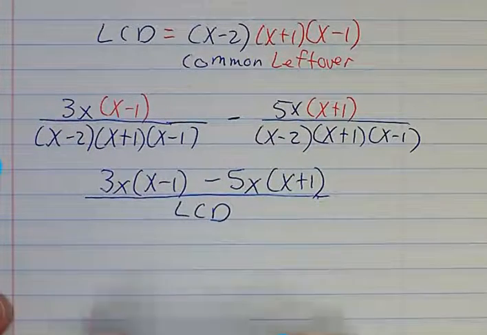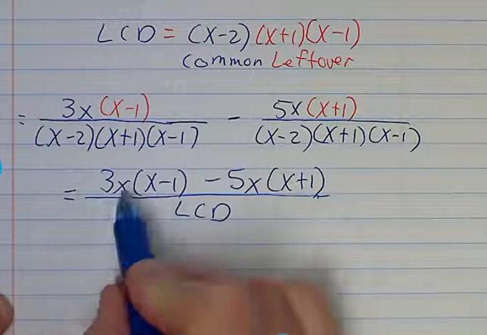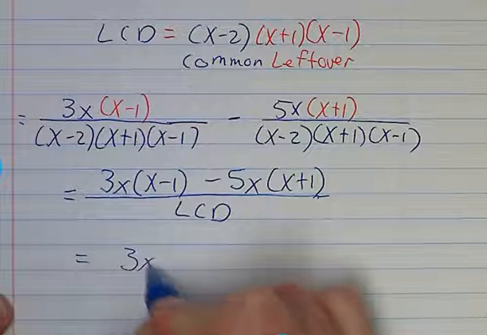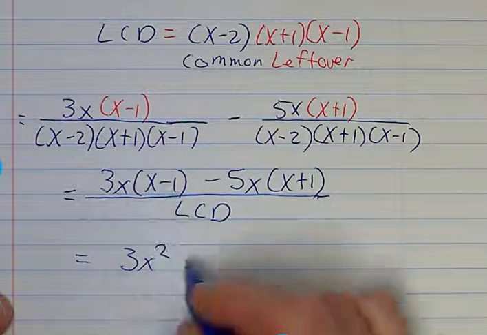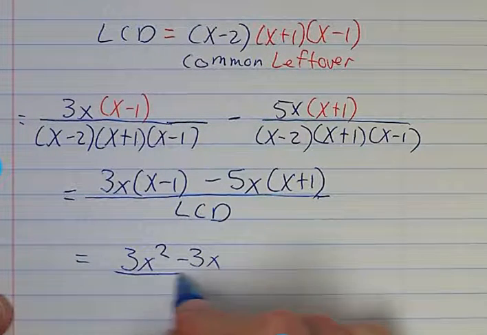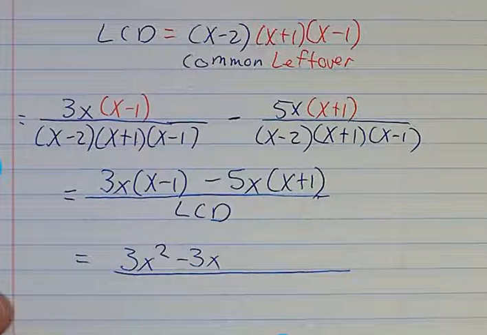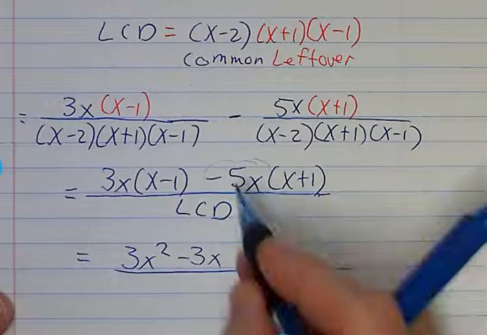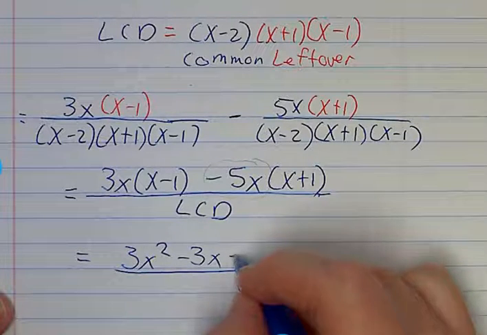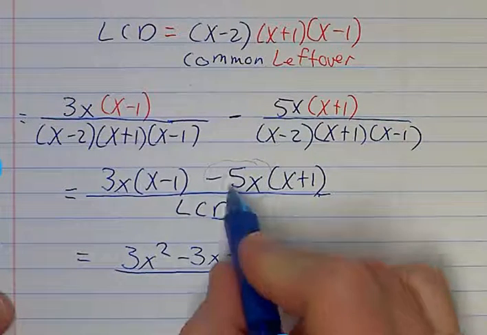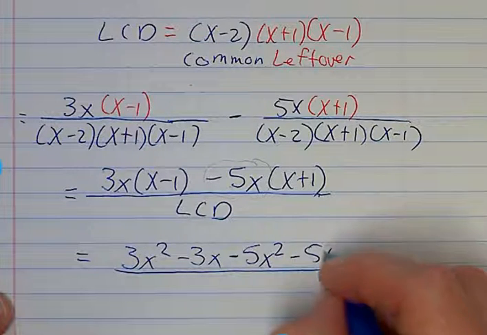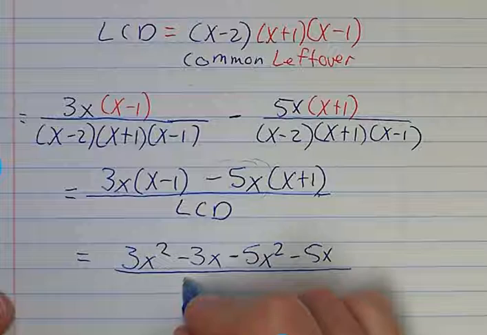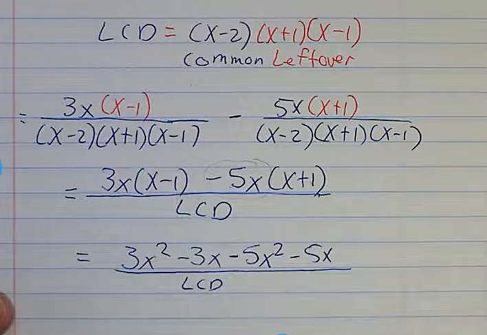Now you do have to do a little distributive property. You've got 3x times x, that would be 3x squared. 3x times a negative 1, that's a negative 3x. And be careful, because that is a negative 5x, so technically that negative 5 is what you're going to distribute with. Negative 5x times x is a negative 5x squared. And negative 5x times 1, that's a negative 5x. Again, it also saves time. If you just write LCD, it's going to save you some time because you don't have to write all three of those parentheses.